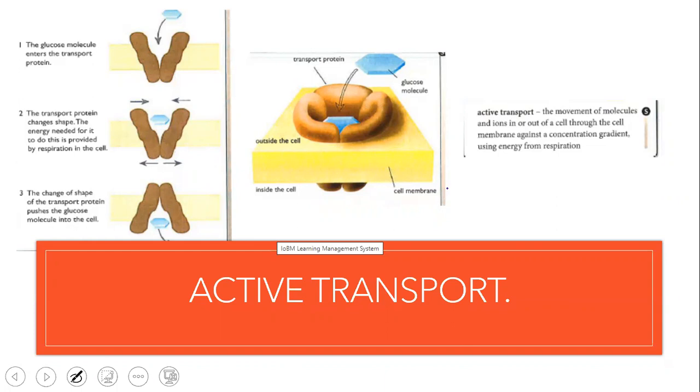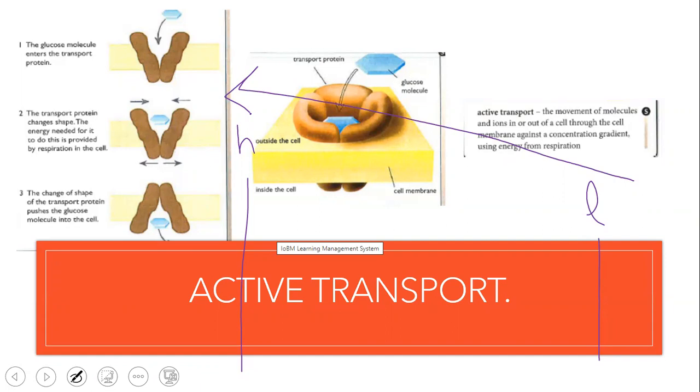Why? Because you're going against the gradient. Because you're going against gravity, you're going against the gradient. So the same logic applies over here. You have an area of high concentration, you have an area of low concentration. So you're moving the particle from low concentration to high concentration. And to do that, you need to have energy. So active transport is an energy dependent process. Your osmosis and diffusion are passive.